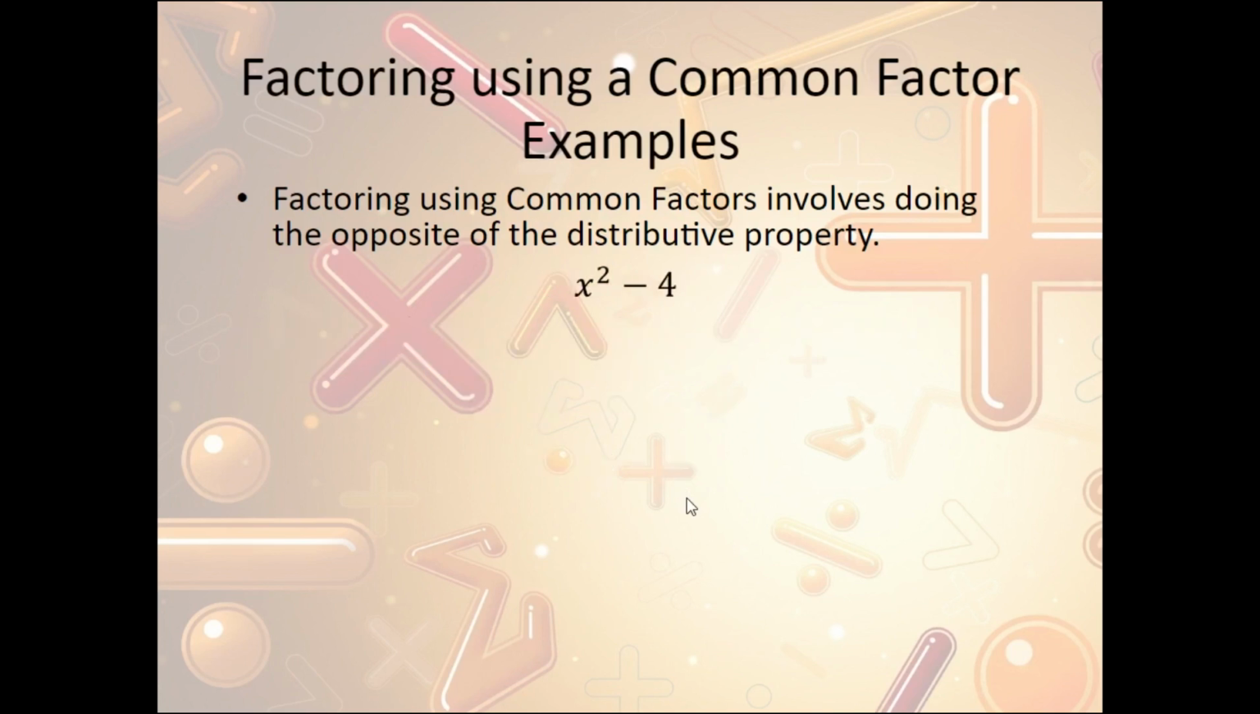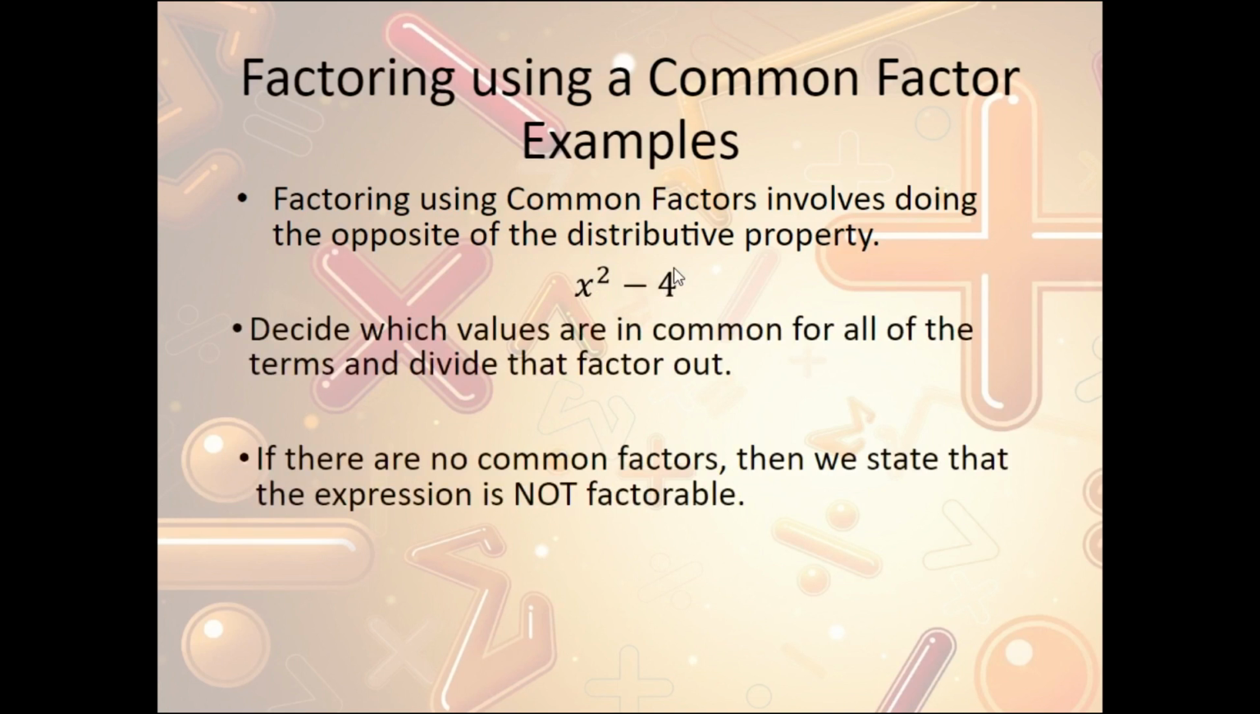So look at another example. We have x squared minus 4. So we're looking for something that's in common. Well, all we have is an x here, and all we have is a constant here. So there's nothing in common there. So there's nothing we can factor out. So it's not factorable. So we just leave it as it is. So this is its most factored form for now.